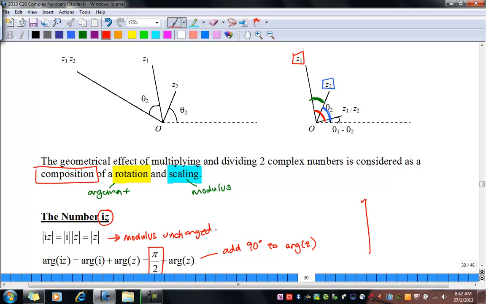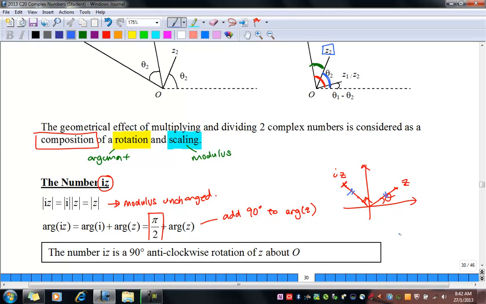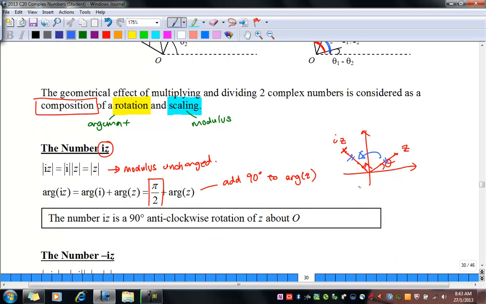So let's imagine, let's say z was originally here, with an angle of theta. Now if I were to add 90 degrees to this and yet still have the same length, I therefore know that iz will be somewhere here. And these two lengths must be the same. So how can I describe this transformation? I can see that this is a 90 degrees anti-clockwise rotation of z about the origin because I move this way. I will now pause for a while for you to consider the case of negative iz. So try to draw an Argand diagram to explain this, and when you are done, continue with the next video.